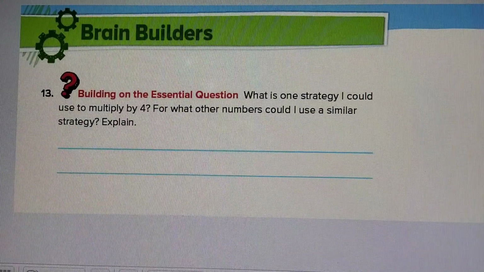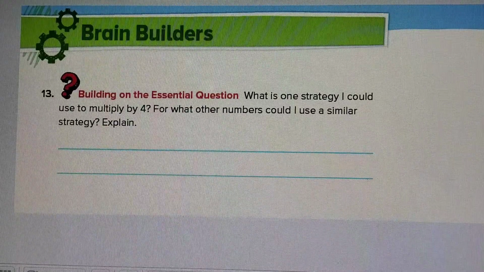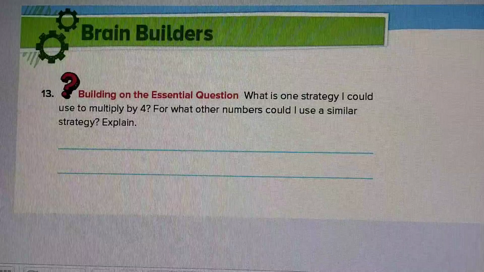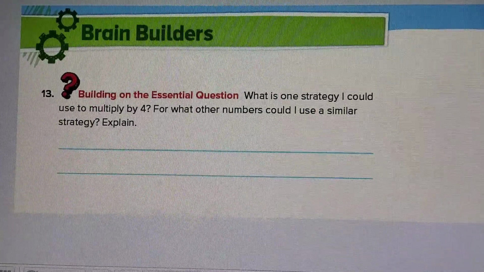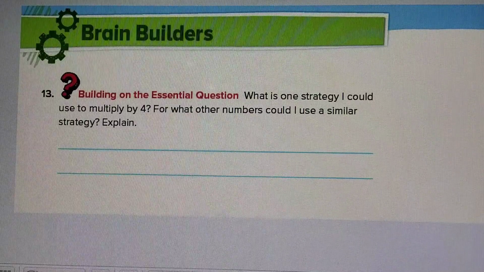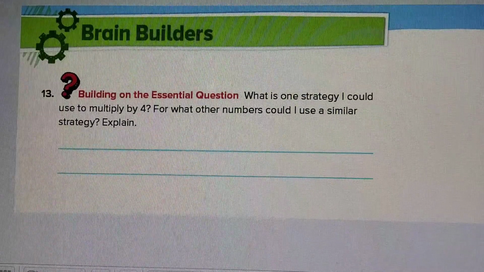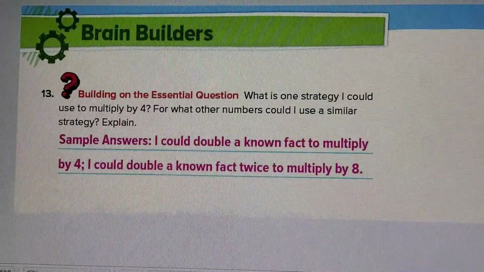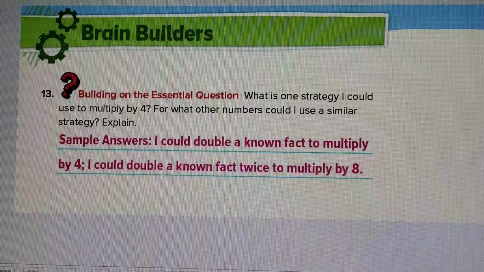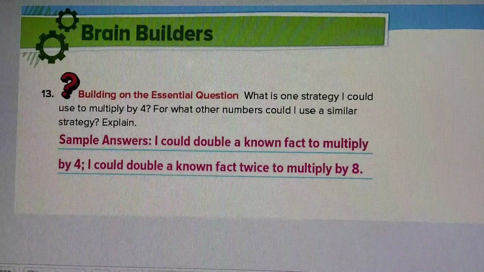Building on the essential question, what is one strategy I could use to multiply by 4? For what other numbers could I use a similar strategy? Explain. Well, certainly for multiplying by 4, you can decompose 4 into 2 times the other number plus 2 times the other number. So you could double a known fact to multiply by 4. You could double a known fact twice to multiply by 8.